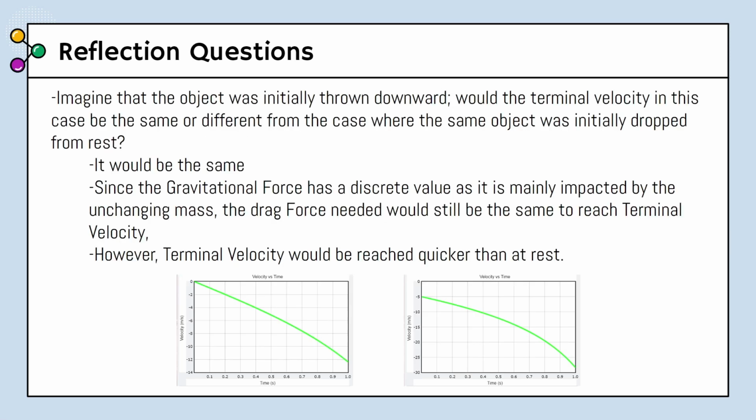So for our second question, I predicted that it would be the same because the gravitational force has a discrete value as it is mainly impacted by the unchanging mass. The drag force needed would still be the same to reach terminal velocity. However, terminal velocity would be reached quicker than if it were at rest, compared to if force was added while it was dropping, at the beginning of when it's dropping.